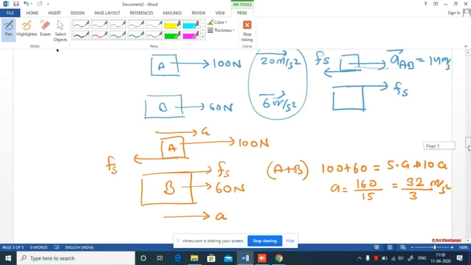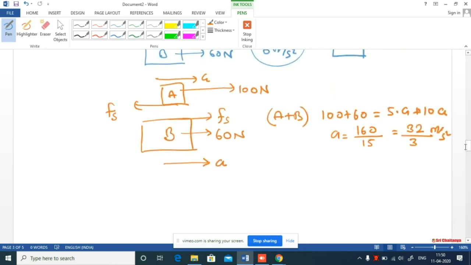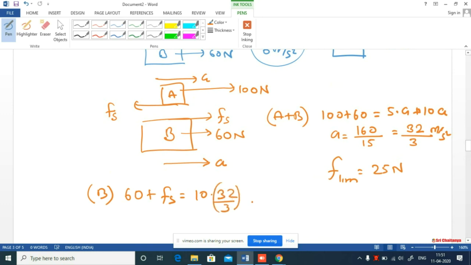We have not finished yet. What do we need to check? We need to check whether the static friction here is less than limiting friction or not, right? So you know what is limiting friction here? Limiting friction is equal to 25 Newton. It's the same data as the previous problem, right? And how to find the static friction? Draw the FBD of only B or only A. So if I draw the FBD of only B, the forward forces are 60 plus Fs, equal to mass 10 times acceleration 32 divided by 3. So from here you can see that Fs is equal to 320 by 3 minus 60, right?